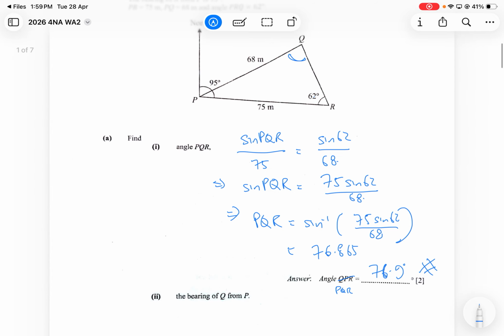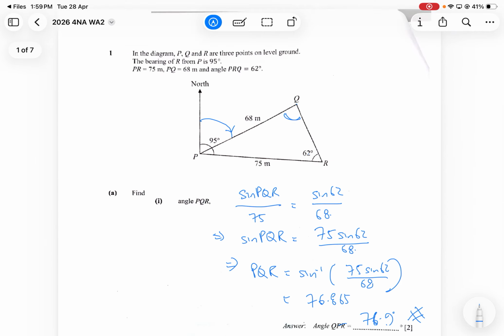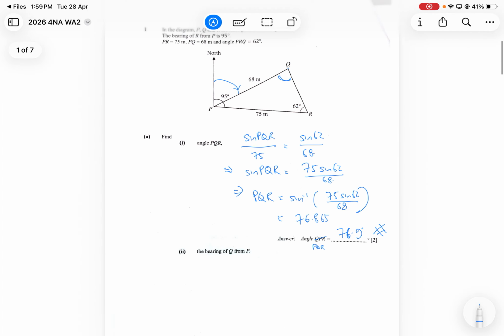Okay? Bearing of Q from P. Bearing of Q from P means we are finding this angle. We want to find bearing of Q from P, so this angle. If I want this angle, I know this whole thing is 95. If I take 95 minus away this, I get my answer. So what is this angle? So first I find QPR first.